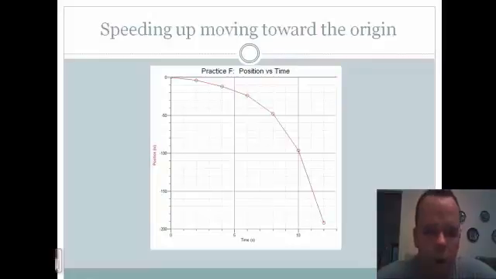Now we're moving toward the origin, or in the negative direction, in this case in the negative direction, speeding up, the slope is getting larger. You see it sloping with a negative slope, which means it's moving in the negative direction, which could be either back towards the origin or in the opposite direction past the origin.